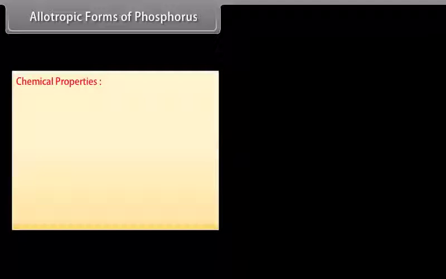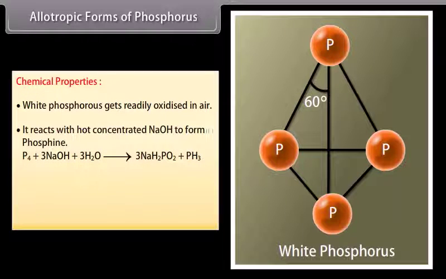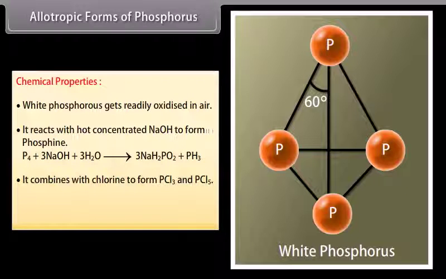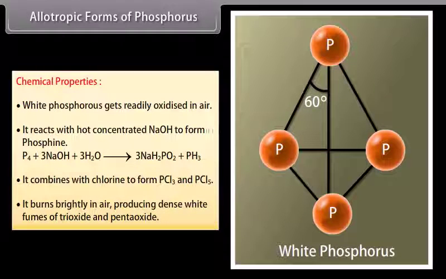Chemical properties. White phosphorus gets readily oxidized in air. It reacts with hot concentrated NaOH to form phosphine. It combines with chlorine to form PCl3 and PCl5. It burns brightly in air, producing dense white fumes of trioxide and pentoxide.